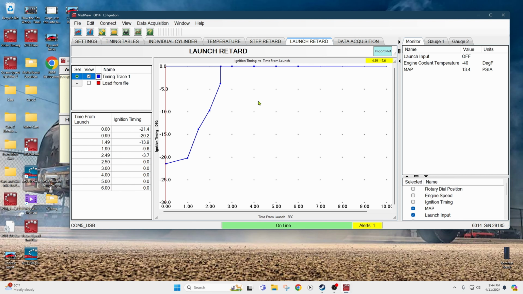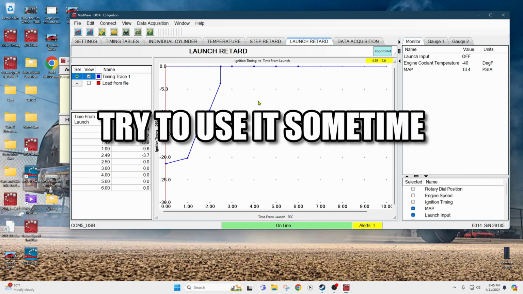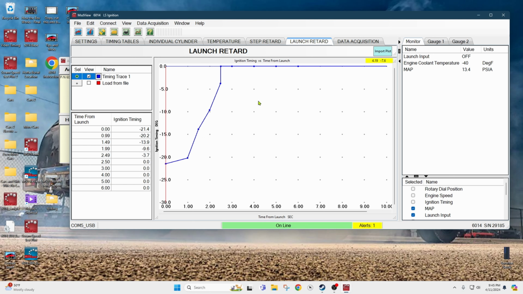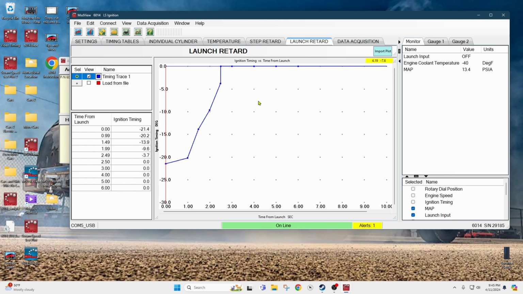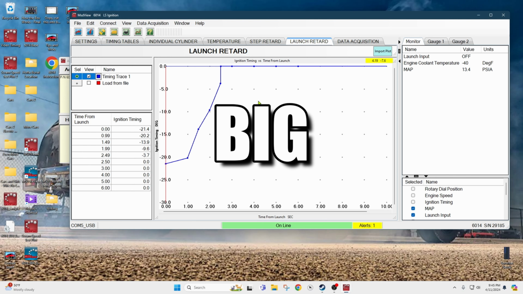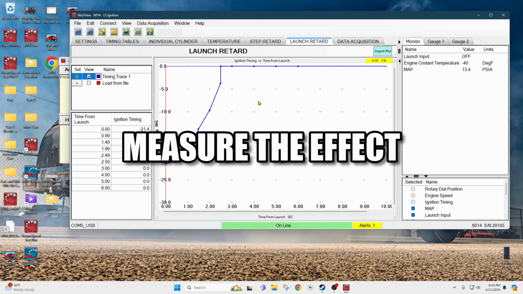So again, guys, really powerful feature. Don't sleep on it, but try to use it sometime before you need it. It can win your races. It's won races for me. So don't forget about it, and good luck with it. Make big moves. That's the secret to learning it, is make big, bold moves and measure the effect.